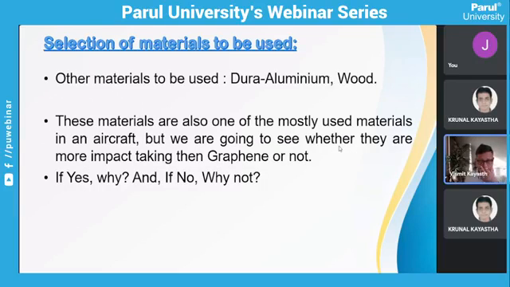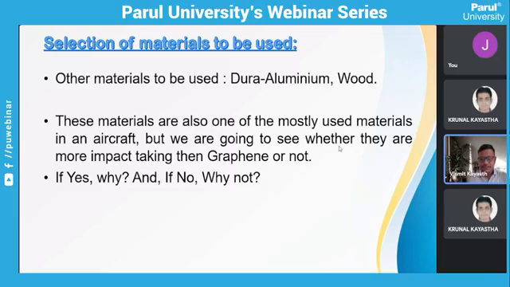Okay, so moving ahead to other materials that are being commonly used. So it is duralumin as well as wood. Okay, so duralumin, we all know that 40 to 50% of all aircraft, or above, are having duralumin as their primary material that they are using, right?